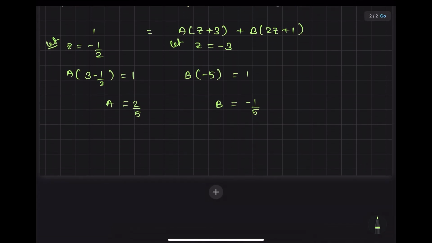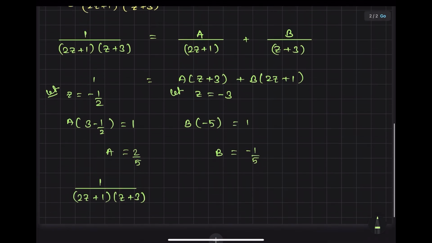Now let's rewrite the question. So the fraction 1 by 2z plus 1, z plus 3, equals a. A is what? We got 2 by 5 into 1 by 2z plus 1, minus 1 by 5, into 1 by z plus 3.